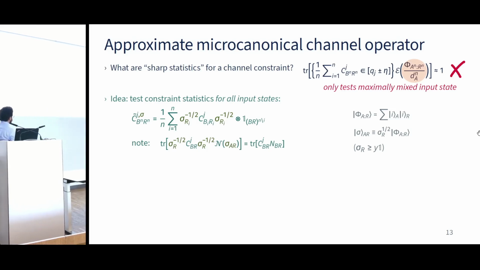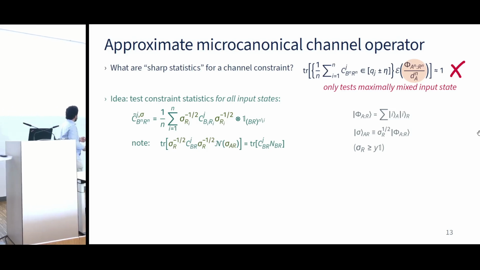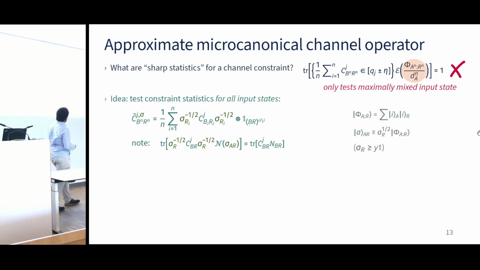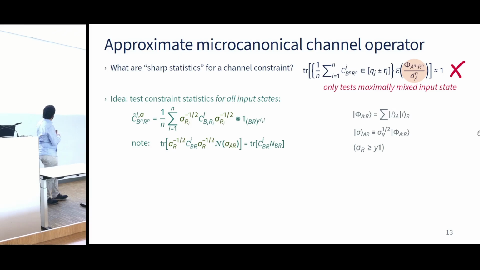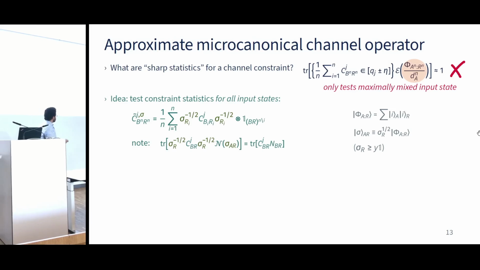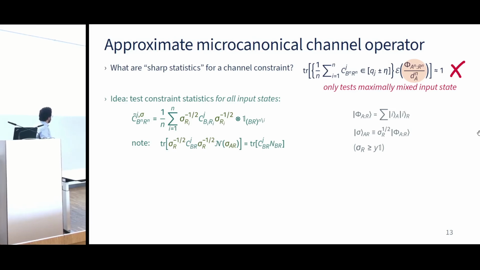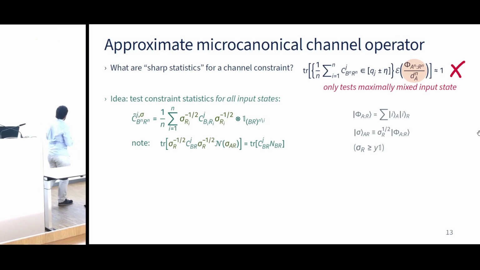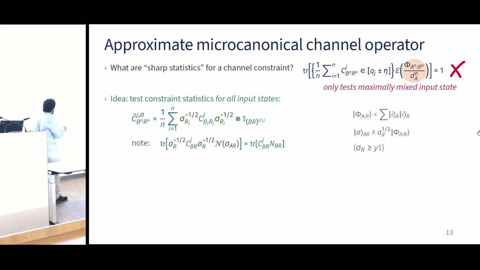On, let's say, n copies of my system, the way we could do it, we figured out, was to imagine an observable where I sandwich my constraint operator by sigma_R to the minus 1/2. If I know what my input state is, then I would conjugate by this sigma reference to the minus 1/2 on both sides. And if I do that, then if I apply this observable on a channel with some given input state, these sigmas are going to cancel out in the right way, as long as sigma is full rank, to give me really the thing that I wanted to measure in the first place.